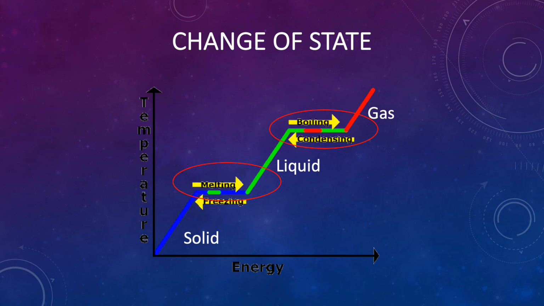When a substance goes from solid to liquid, this process is called melting, and during this process, energy is absorbed. This is indicated by the direction of the arrow. And when a substance goes from liquid to solid, this process is called freezing and energy is released.